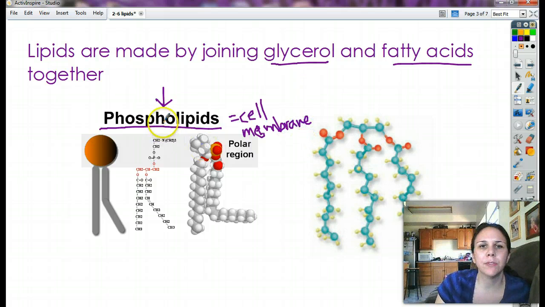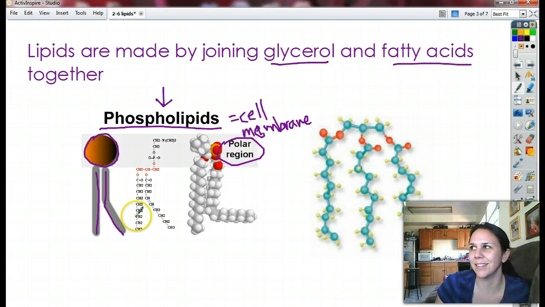Okay. Phospholipids make up our cell membranes, and you can see here's the glycerol head. They also call it the polar region. If you remember what the word polar means, it means it has a charge to it. And then here's the tails, and notice they've got little kinks in them. That'll become important later. But you can see all the C's and H's right here. Those are the fatty acid tails.